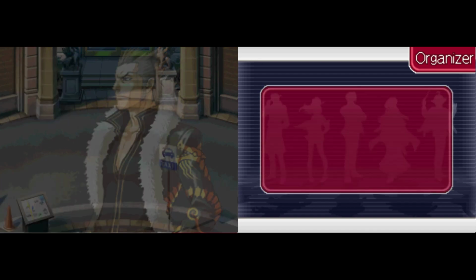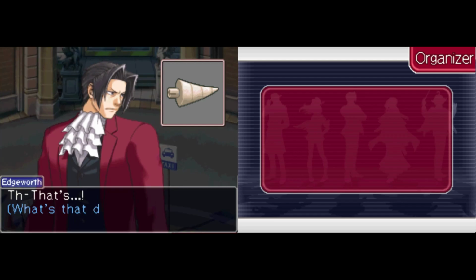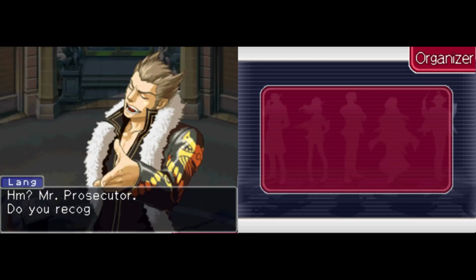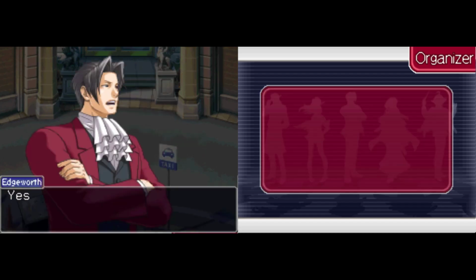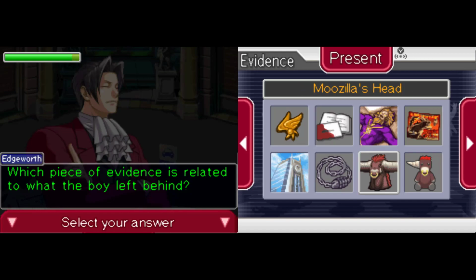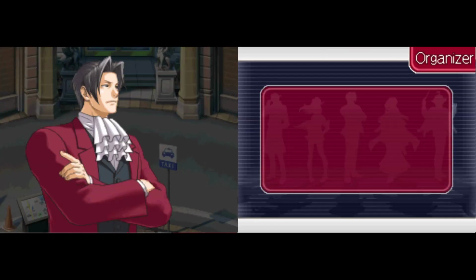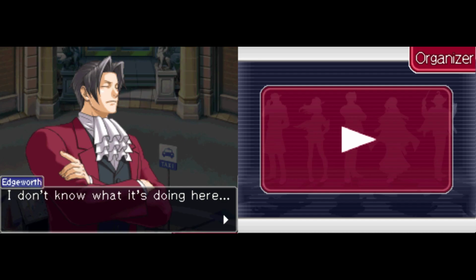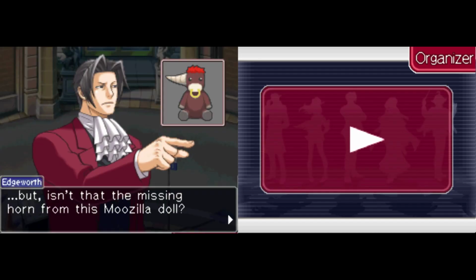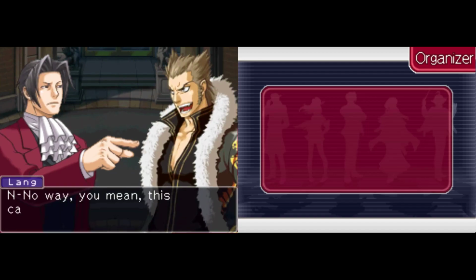What's this? What's that doing here? Mr. Prosecutor, do you recognize this? Yes. I know one piece of evidence that's related to it. Which piece of evidence is related to what the boy left behind? Well, as a matter of fact, I don't know what it's doing here. But isn't that the missing horn from this Mozilla doll? No way. You mean this came off the president's?